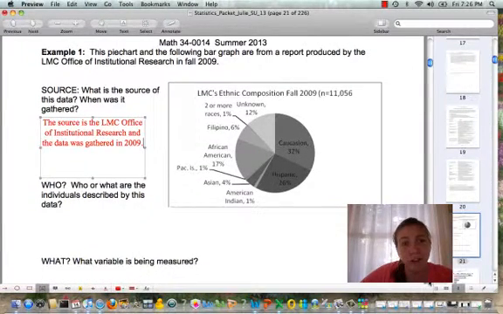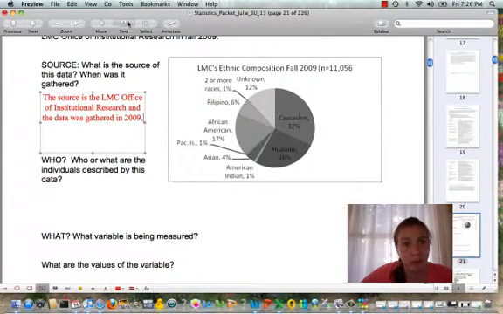So the next question asks who or what are the individuals described by this data? And as you can see, they're talking about the ethnic composition of LMC, so the individuals described are LMC students.